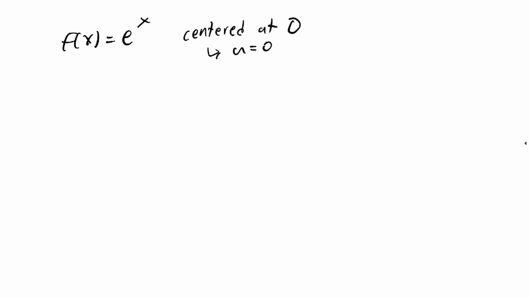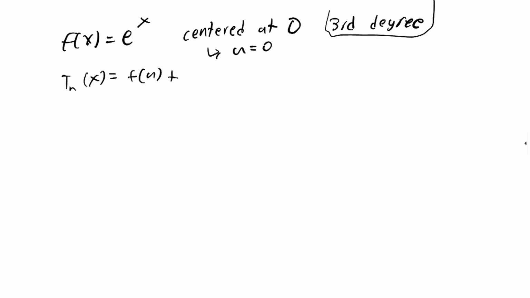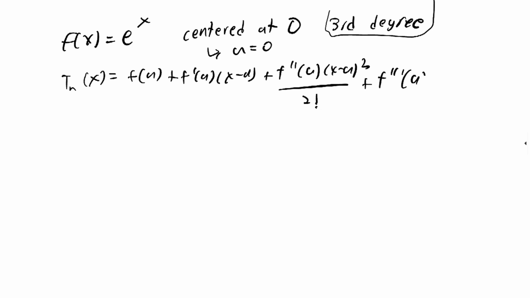So let's do it. Remember, the Taylor polynomial of nth degree, and let's go to the third degree. When it says centered at 0, that means a is 0. And when it says third degree, it's really just saying to take it until you get to the third derivative. So remember, the Taylor formula was f of a plus f prime of a times x minus a plus f double prime of a times x minus a squared over 2 factorial plus f triple prime of a times x minus a cubed over 3 factorial.